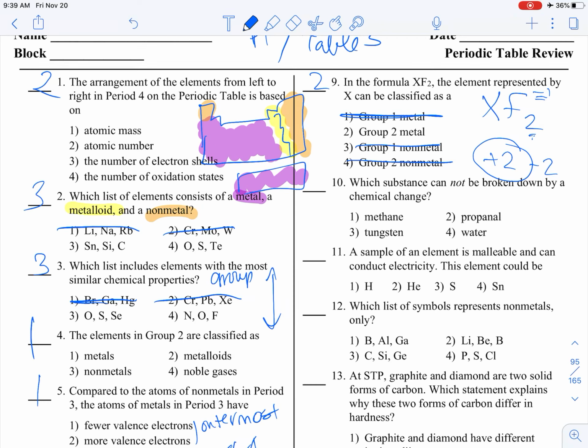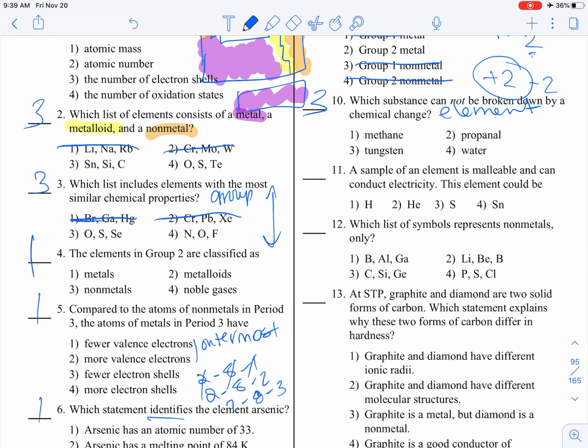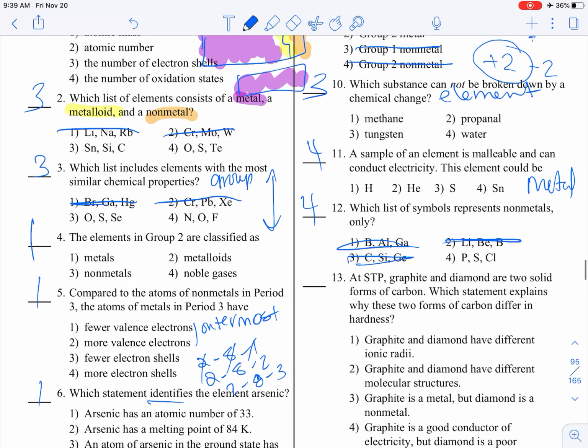Which substance cannot be broken down by chemical change, which means the simplest form, which would be an element? Which of these is on the periodic table? Tungsten, excuse me. A sample of an element is malleable and can conduct electricity. So this is a metal. Who's a metal? Tin. Nonmetals only. So boron's a metalloid, so goodbye. Lithium's a metal, so goodbye. Carbon's looking good. Ooh, silicon and germanium, those are metalloids. Phosphorus, sulfur, and chlorine, those are all nonmetals.